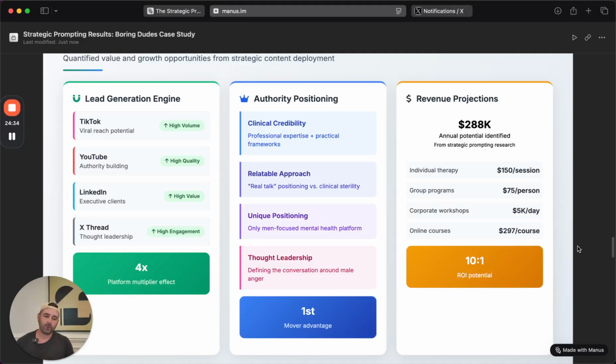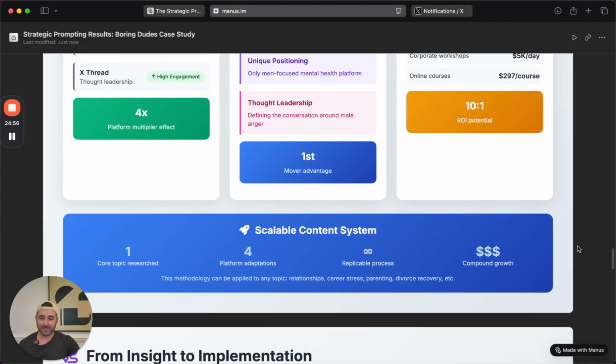And we're also a first mover on this gap that we researched and that we found in the market. Finally, revenue projections. So this mock company could do individual therapy for $150 a session, group programs online, tons of potential reach there for $75 a person, corporate workshops, $5K a day, online courses, $300. So massive, massive ROI potential from everything that you're seeing here.